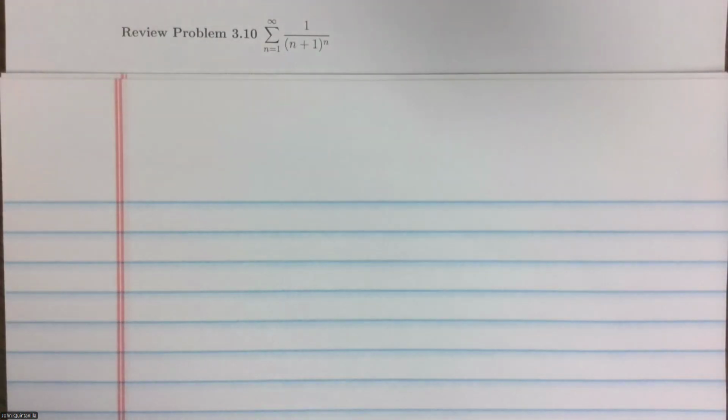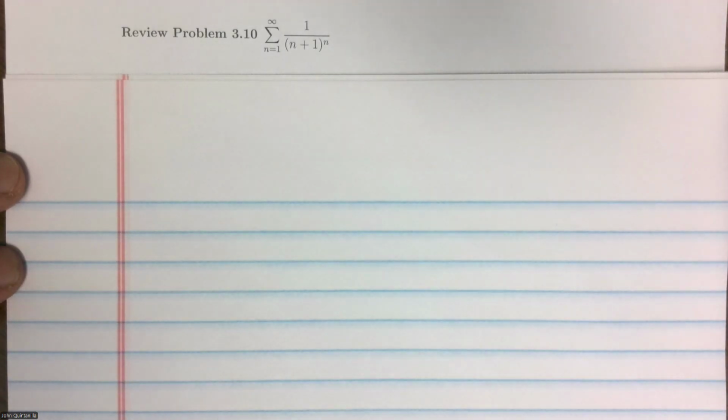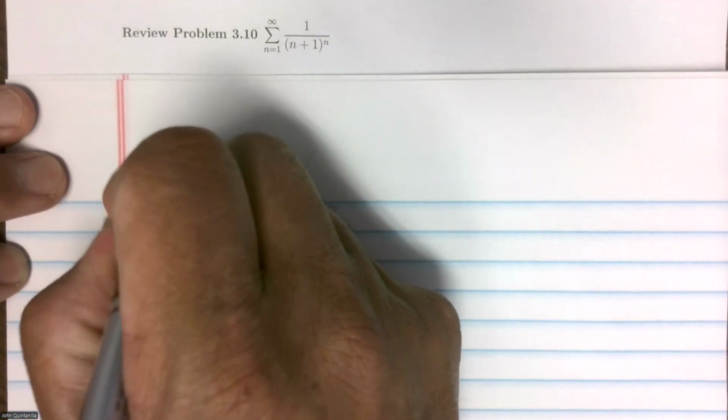For this problem, let's study whether or not this series converges or diverges. Summation n equals 1 to infinity, 1 over (n plus 1) to the nth power. There are at least three different ways of doing this problem, two of which are actually pretty good. Method number one.